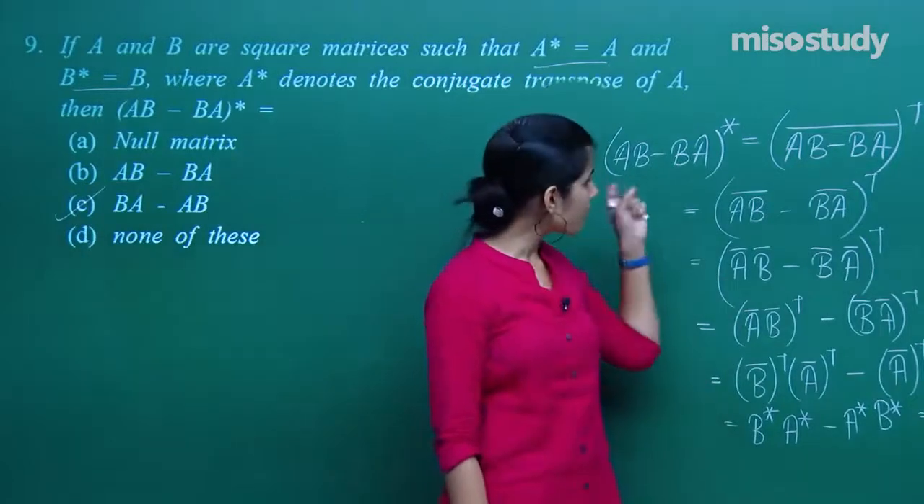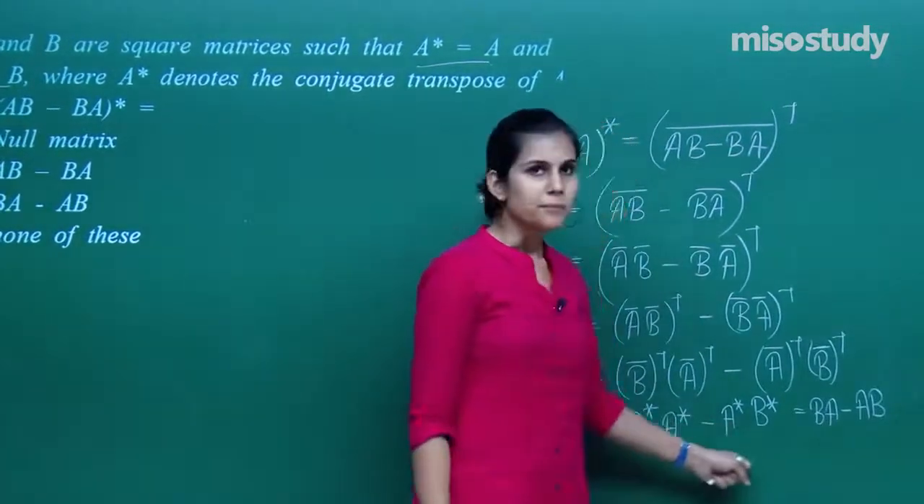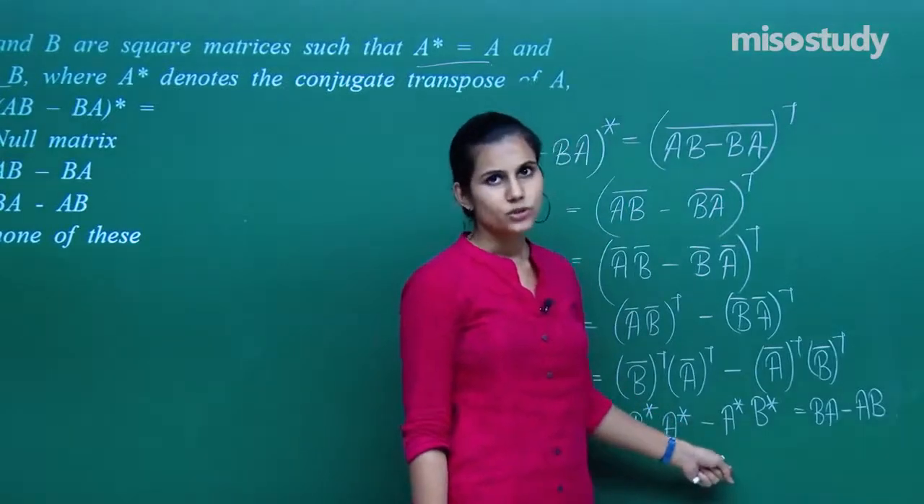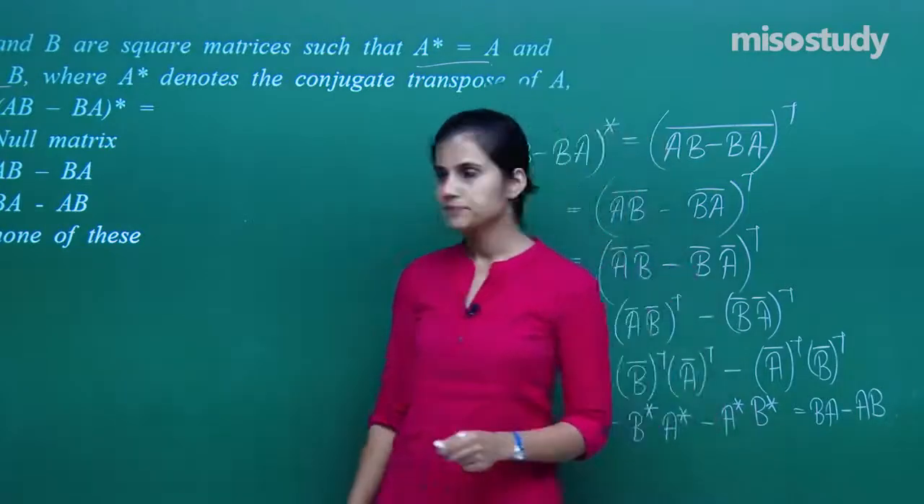Fine, so I have used all the properties of transpose and conjugate and the very condition that A and B, they have their tranjugates equal to themselves. That is being used to actually get this answer.